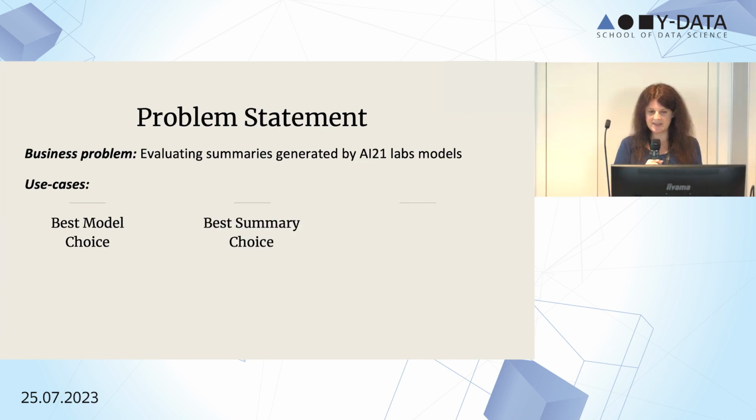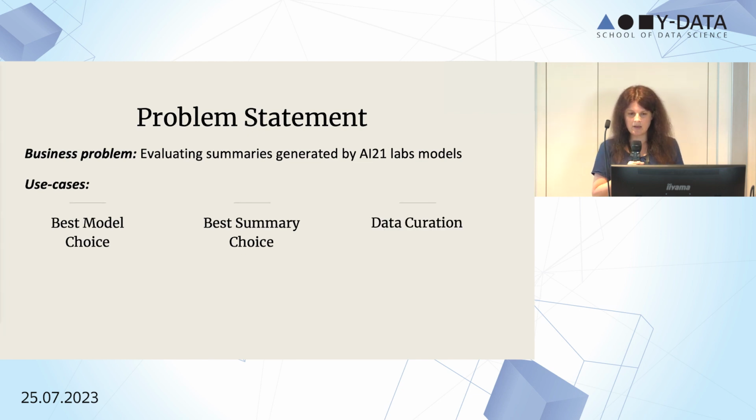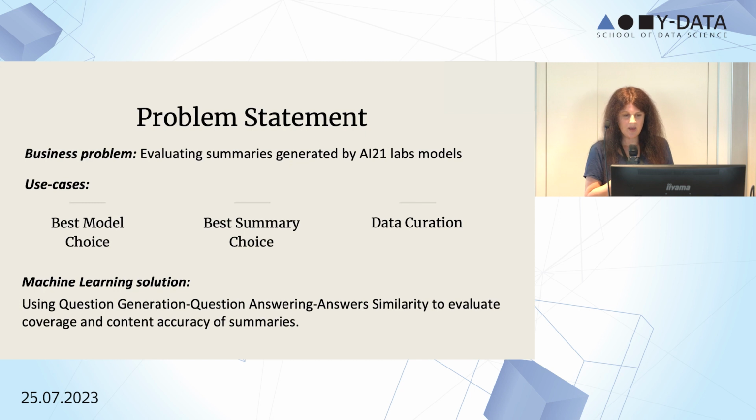The second is best summary choice. For example, when we have one model that generates several summaries and we need to rank them and to choose the best one or several best ones to give to the customer. And also it's data curation.